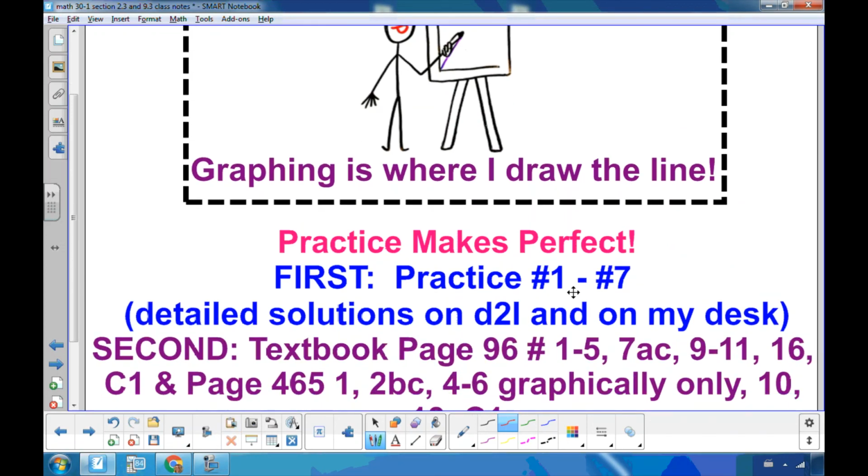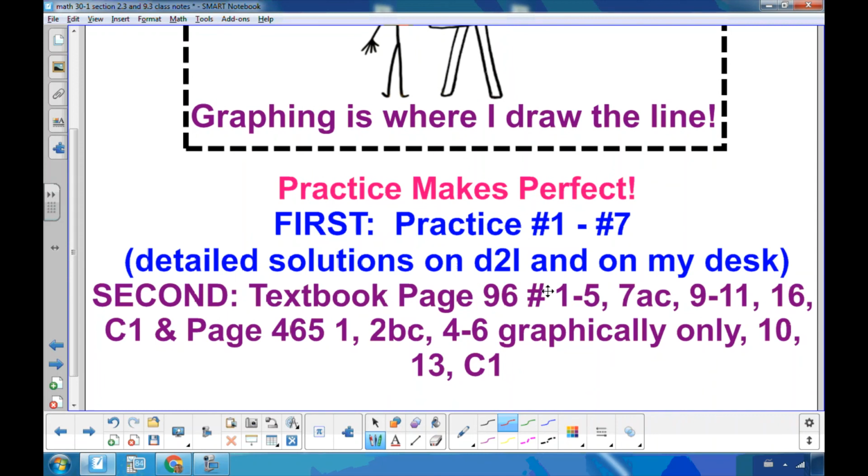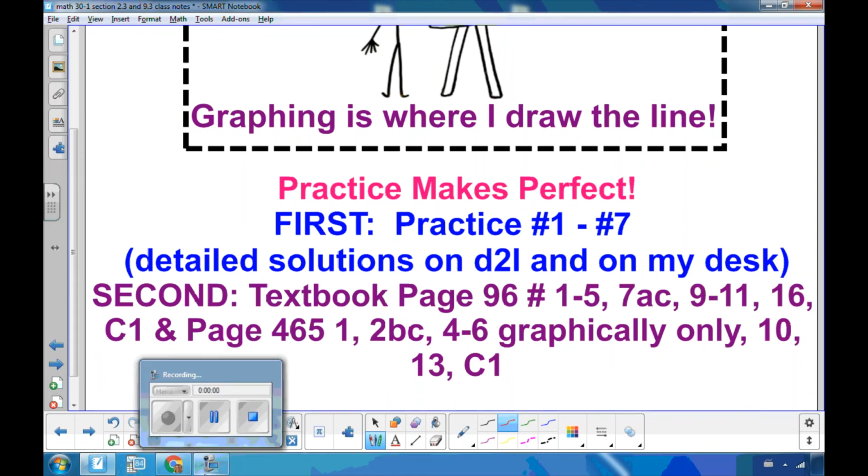For practice questions, I want you to do 1 to 7. Detailed solutions are found on D2L. And then when you're done, you can move on to the textbook questions listed here. So hopefully that helps, and that's our introduction to radicals and rational equations.